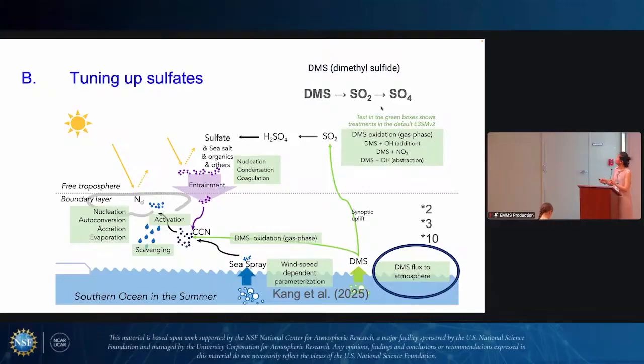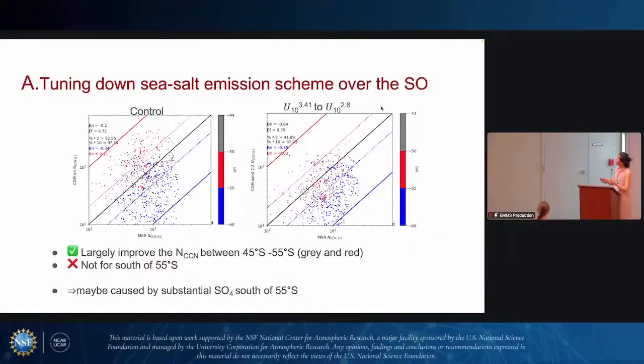Okay, now we're going into the results of the study. What do the models show after turning down the sea salt emission scheme over the Southern Ocean? As you can see, I plotted the scatter plot of simulation on the Y axis and observation on the X axis, colored by latitude.